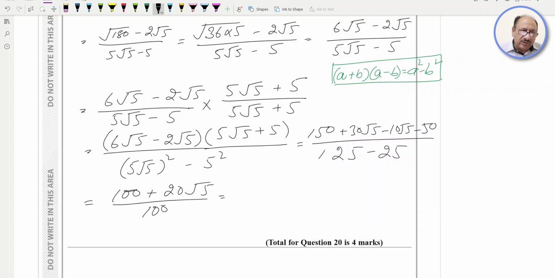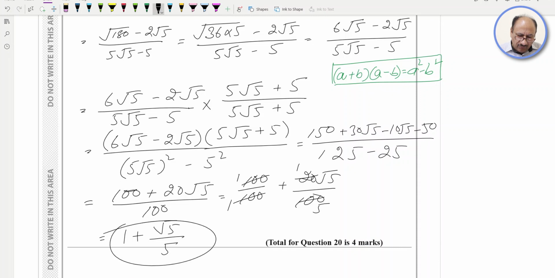and this one we can rewrite as 100 over 100 will be 1 plus 20, otherwise we can write one more step, we can write 100 over 100 and plus 20 under root 5 over 100, and this will be 1, and 20s are 20 and 5s are 100, so this will be the final answer, 1 plus under root 5 over 5, and this one is the final answer which we can provide.